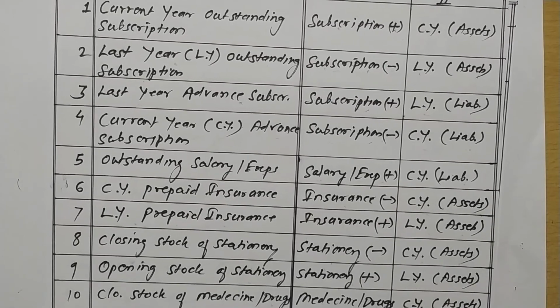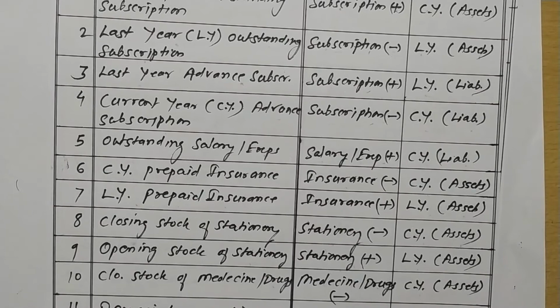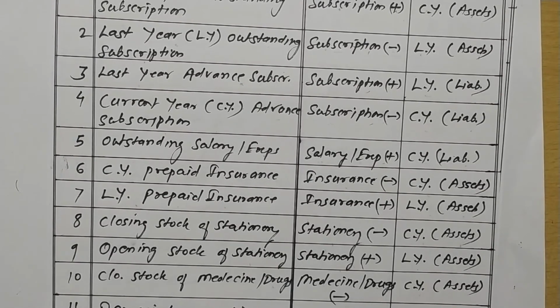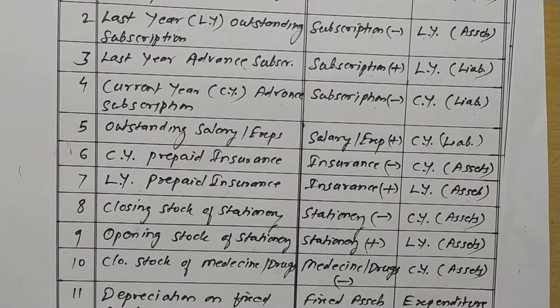Now seventh adjustment, last year prepaid insurance. It is an expense of the current year. It is to be added in insurance, and second effect will appear on last year asset side. Now eighth adjustment, closing stock of stationery. It is to be deducted from stationery account, and second effect will appear on current year asset side.